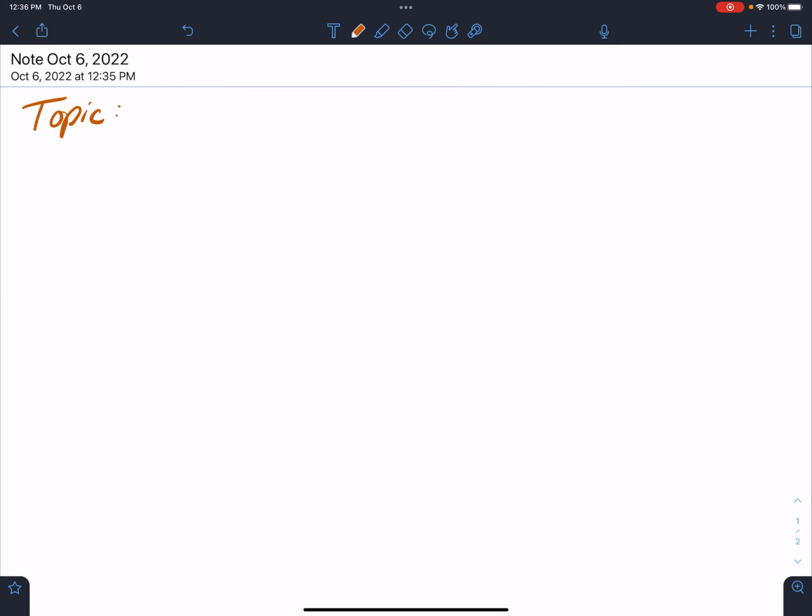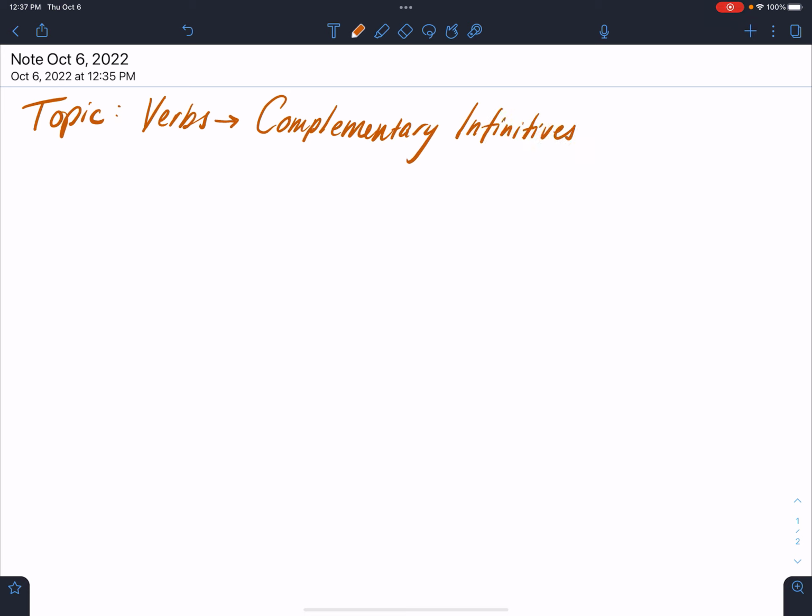All right, so our topic for today, we're going to be talking about verbs, but more specifically, we're going to be talking about something called complementary infinitives. Okay, so make sure you've got that topic down at the top of your paper, nice and big, so when you're studying for the test, eventually, which will come, you know where to look for your grammar notes and all that, all right?